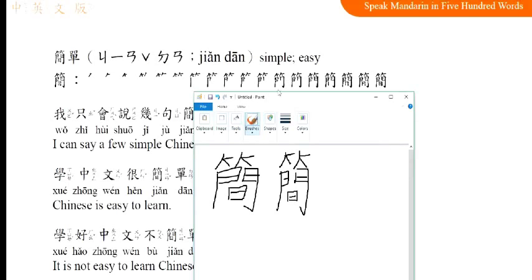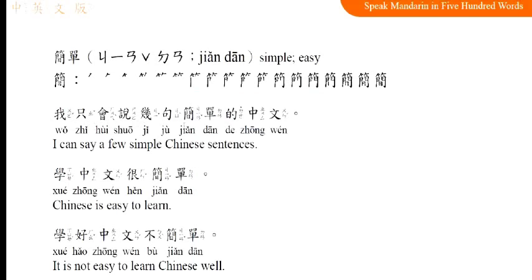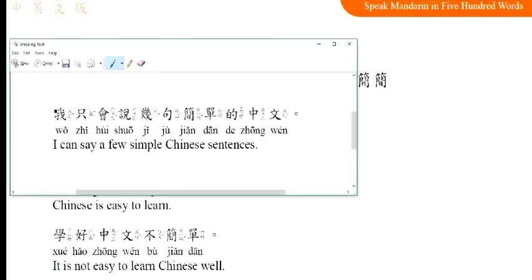简单, simple. 我只会说几句简单的中文。I can only say a few simple Chinese sentences. 只会说, to speak; 几句, a few sentences; 简单的, simple Chinese. Alright, this is the right order for Chinese, and it is different from English word order. The Chinese is put at the end.